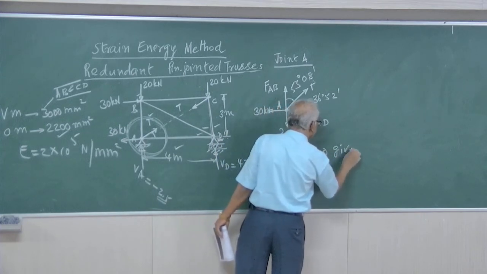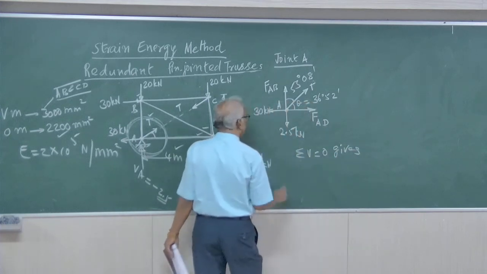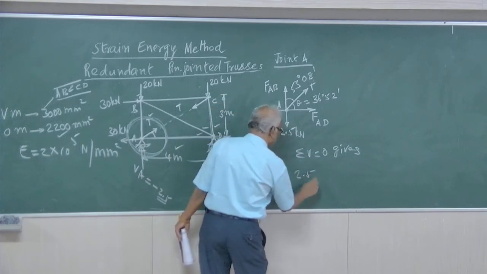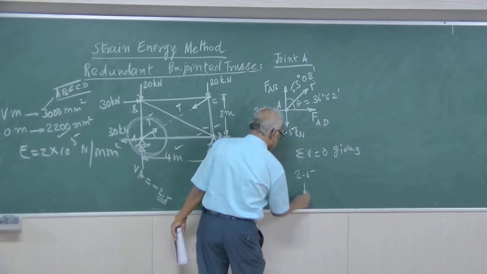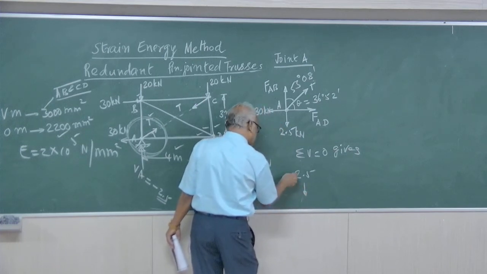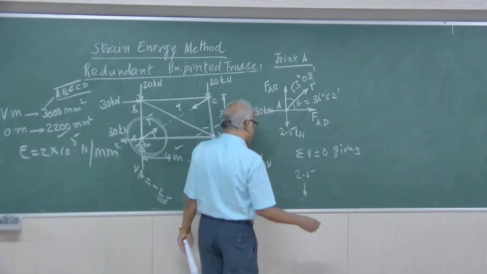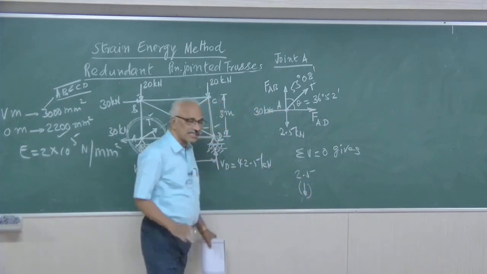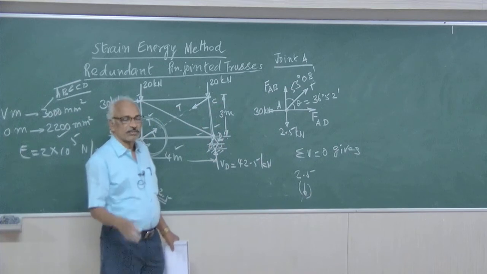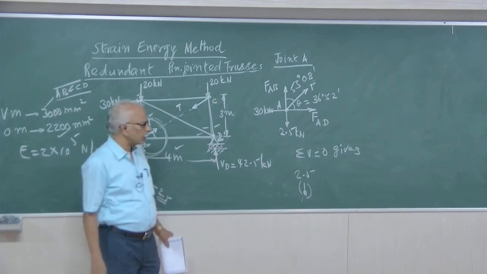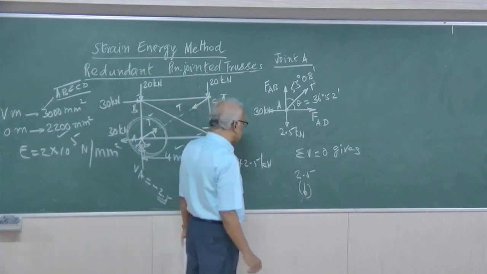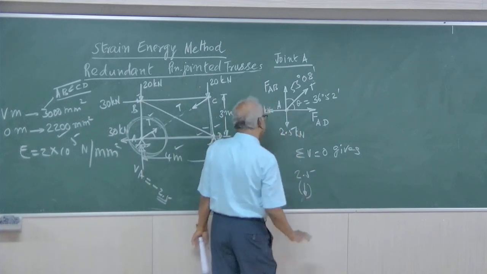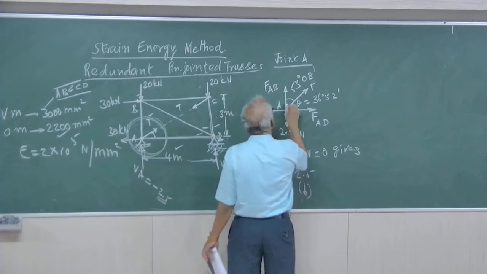Sigma V equal to 0 gives, one is 2.5. You can follow any sign convention. If you start with this as the plus sign, whatever is opposite you can mark it with the minus sign. There is no need for any specific sign convention. I have started 2.5 downwards as plus, no problem. And now this will be minus.